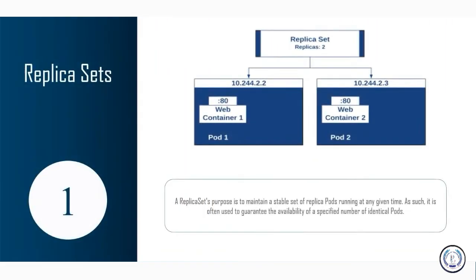First off, we have something called a ReplicaSet. You see, a ReplicaSet's purpose is to maintain a stable set of replica pods running at any given time. As such, it is often used to guarantee the availability of a specified number of identical pods. A ReplicaSet ensures that a specific number of pod replicas are running at any given time.